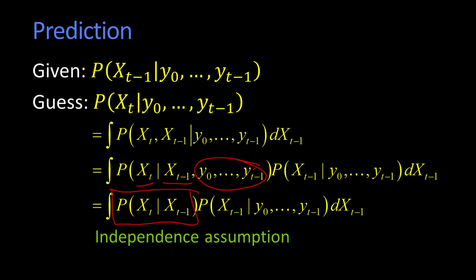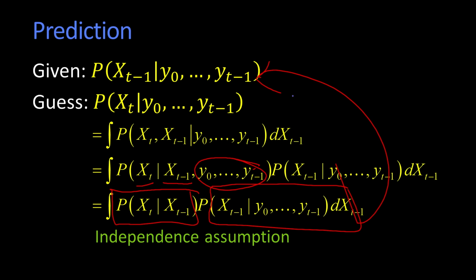That's our dynamics model. So basically we have two things here. We have our belief about x at t minus 1 given everything up through t minus 1, and then we have our dynamics. Those are the two components that it takes in order to make that guess going forward.